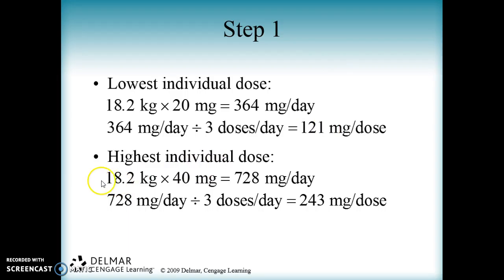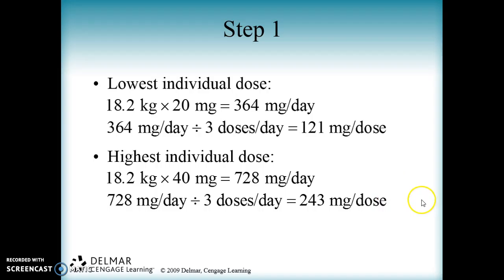Then we're going to do the same thing with the top range, which is 40 milligrams. 18.2 times 40 gives us the top, 728 milligrams per day. Since we're giving it every 8 hours, we're dividing it by 3. So that means 243 milligrams per dose would be the maximum amount this patient could have.